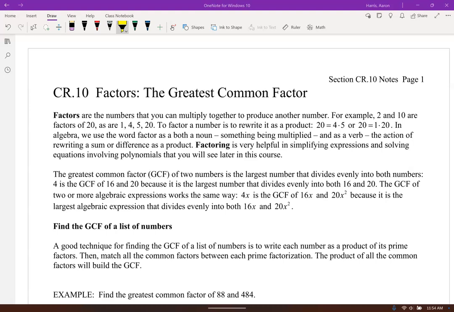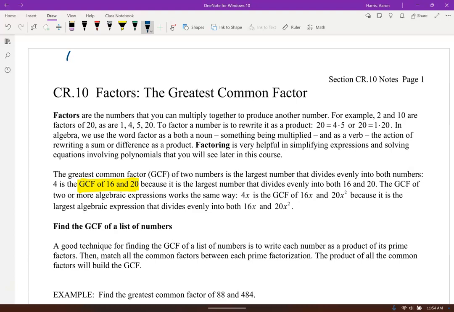All right, the greatest common factor, CR10. So we're going to talk about the greatest common factor because it helps us factor polynomials. And so the greatest common factor of, let's say, 16 and 20 is the biggest number that goes into both numbers.